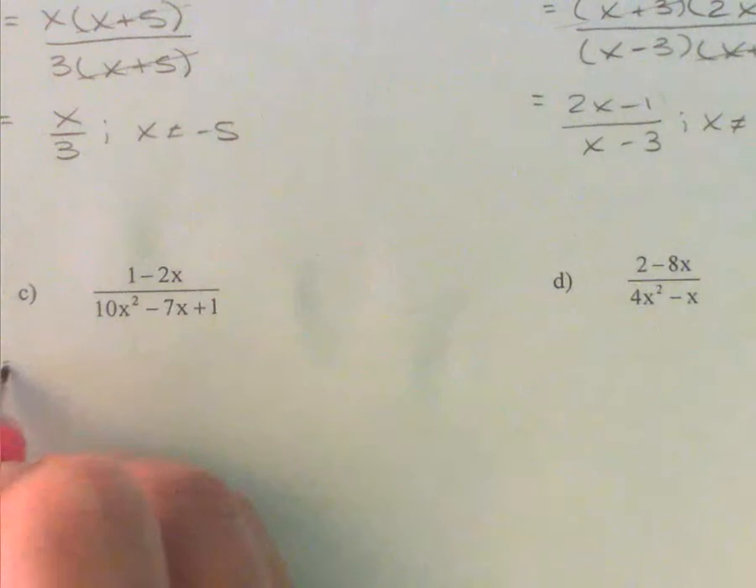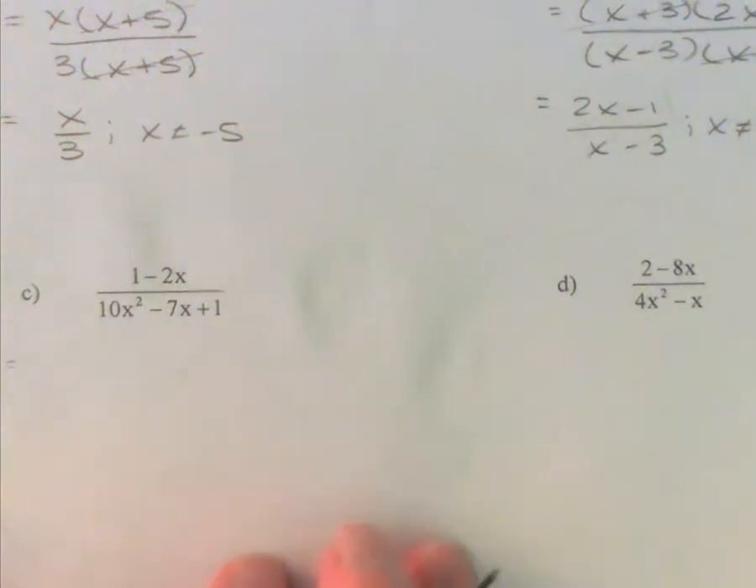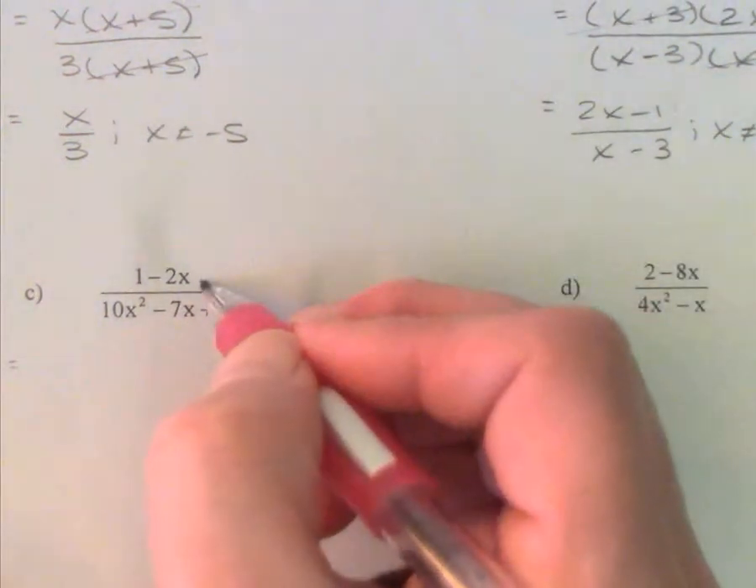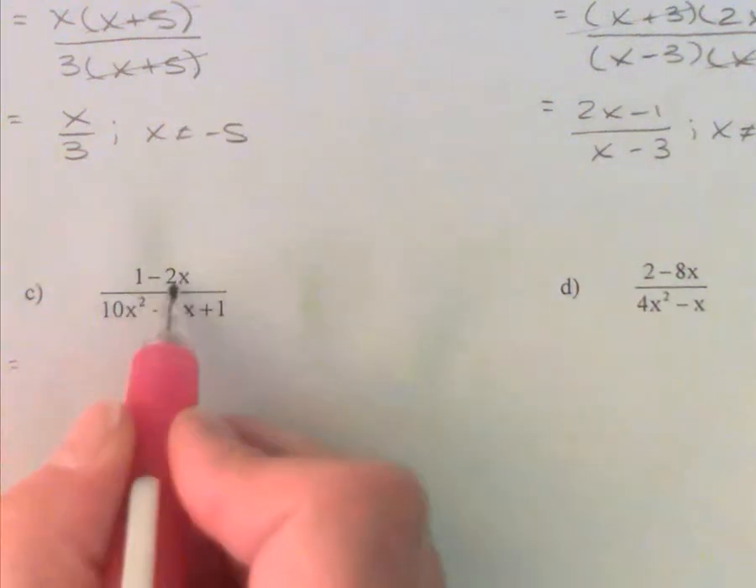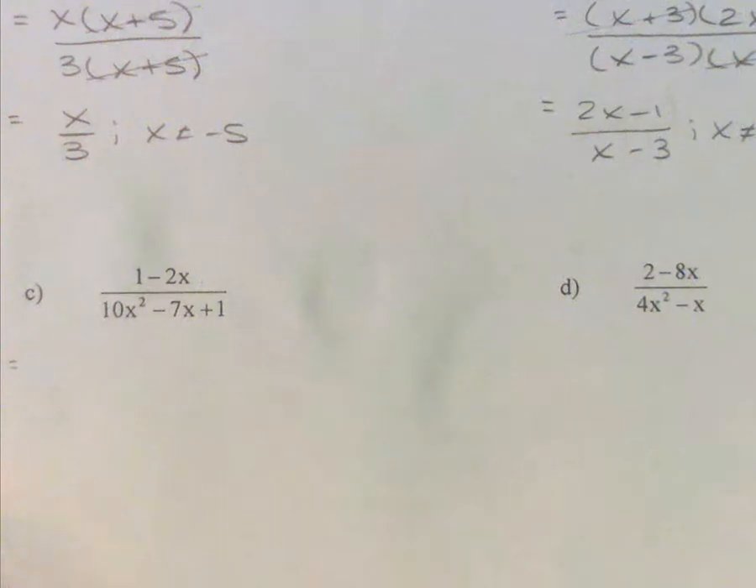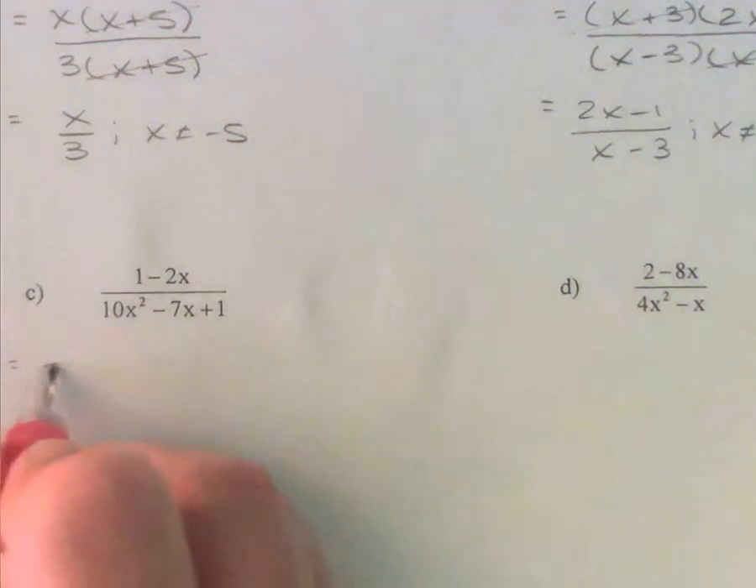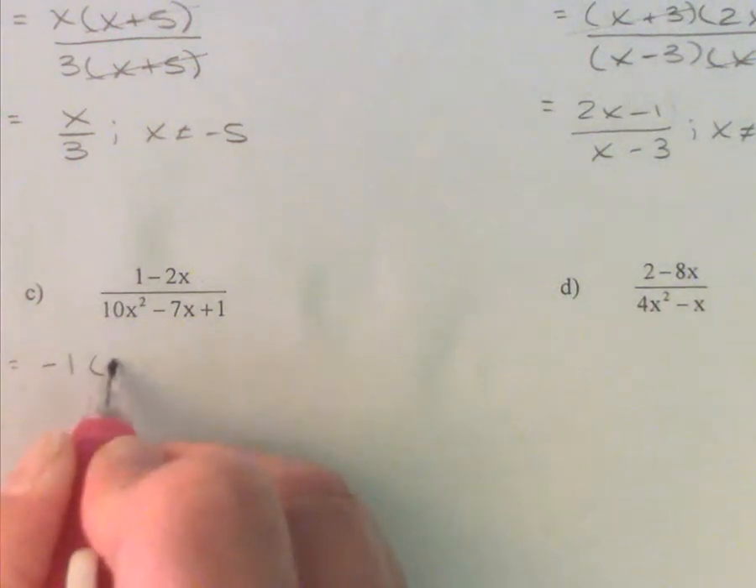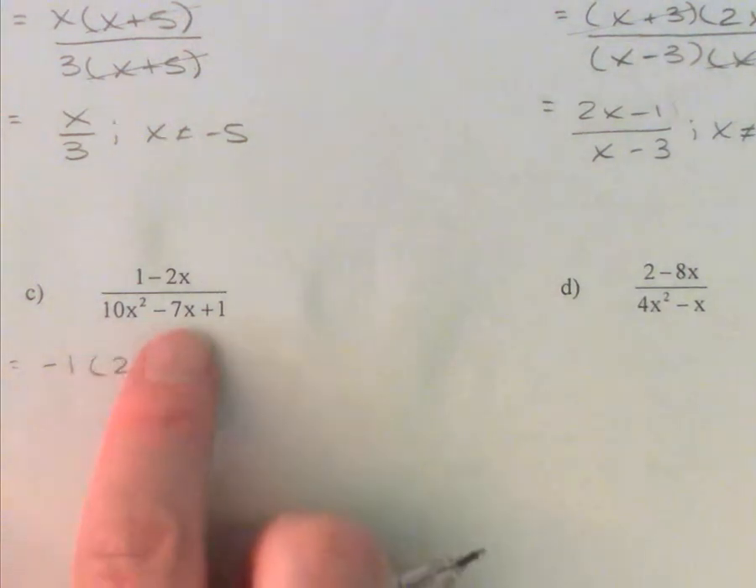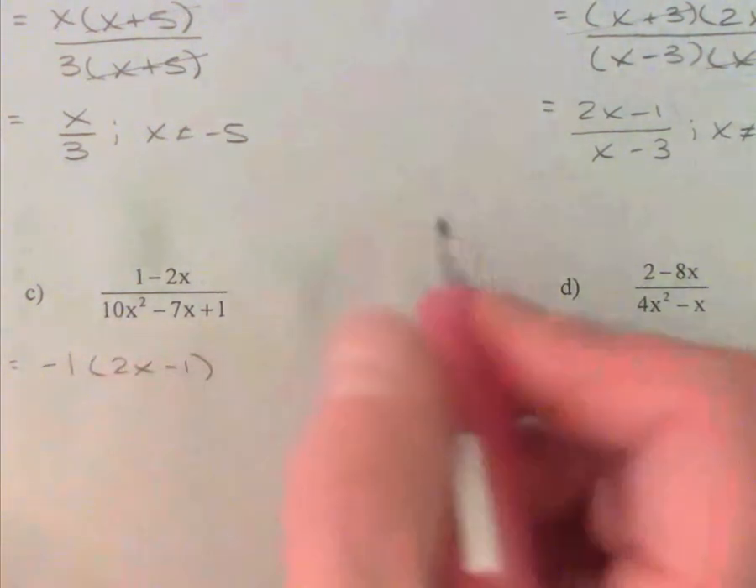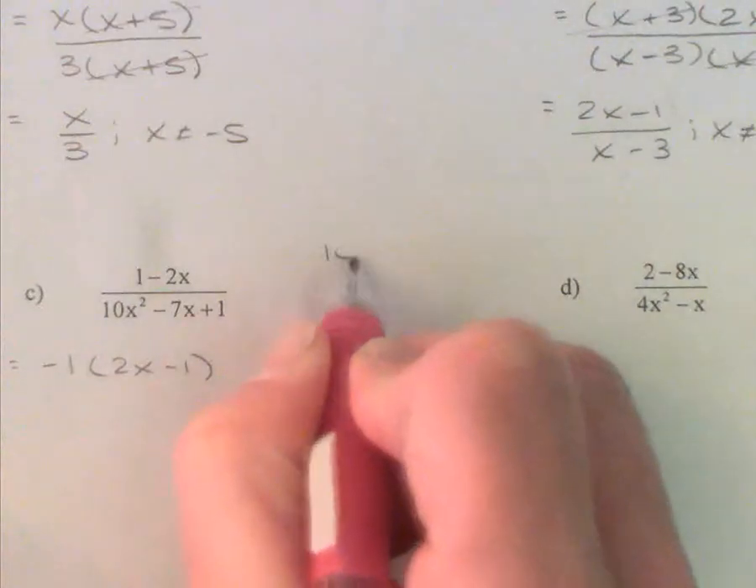If we look at this one, it is written in a different order than we normally see it in. So what I can do though, and this is also negative, and normally this won't be negative, so I can factor out a minus 1. And I'm left with 2x minus 1 in brackets. I need to factor 10x squared minus 7x plus 1. So I'm going to do it over to the side.